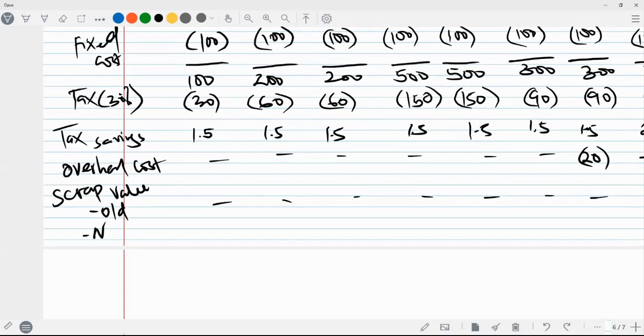However, you'll be earning for the new machine. For the new machine, at the end of year 15, you can dispose of it and earn how much?